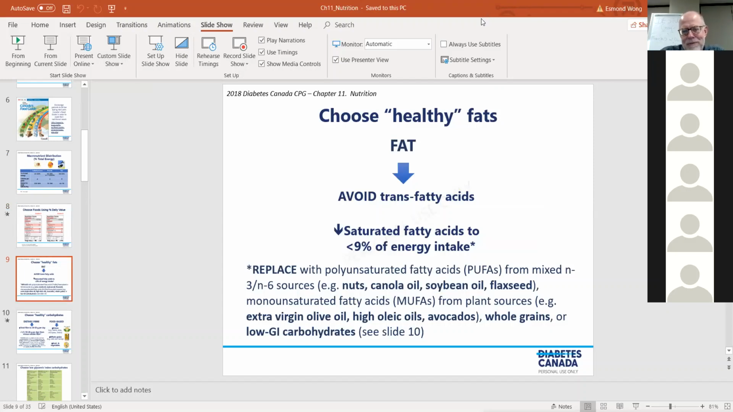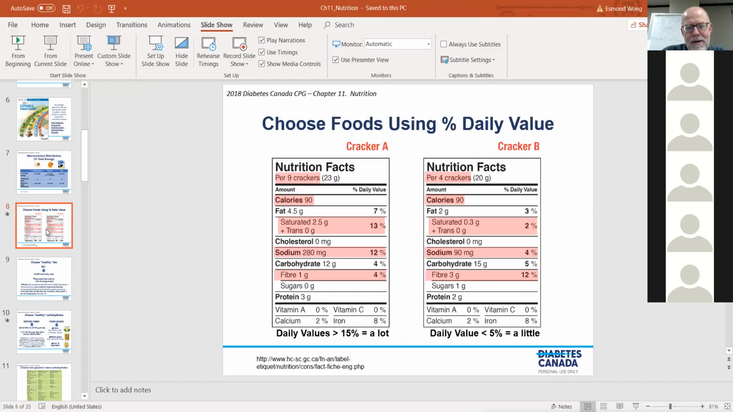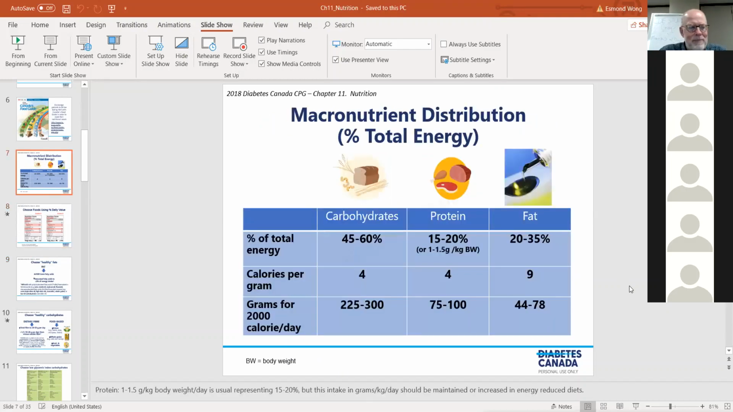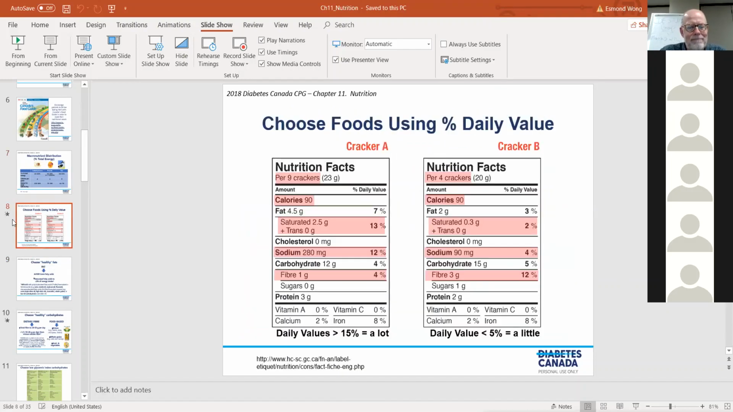Well, so the next slide is just about healthy fats, and all right, we've got all that, I think. Yeah, so the unprocessed fats, so the unsaturated, not the hydrogenated, not the trans fat, will be the healthy fats. Yes. It says daily values, the slide before. More than 15% is a lot. Daily value less than 5% is a little. So does it have any significance?